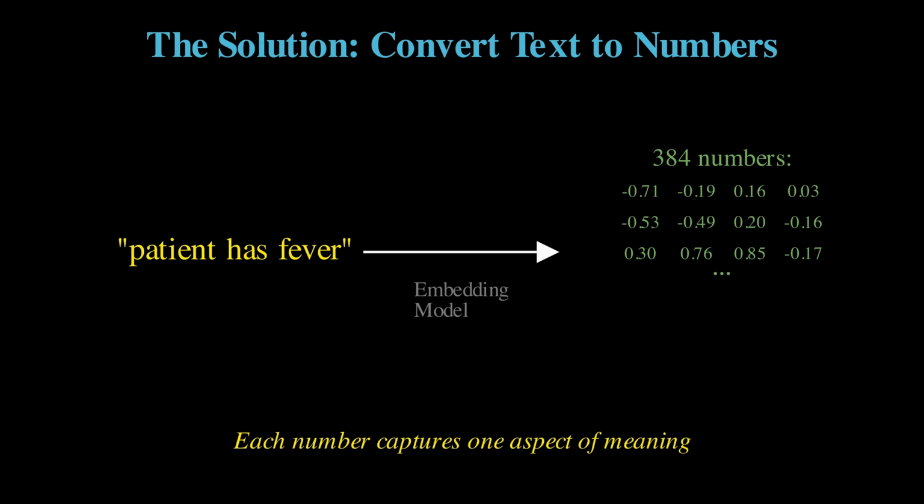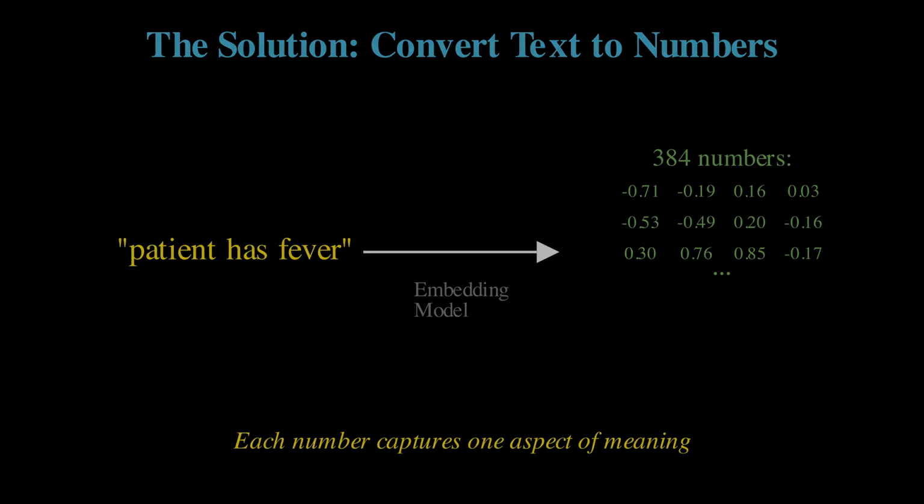Here is the cool part. These are not just random numbers. Each one represents something: medical context, like how severe the symptom is, clinical relevance, and hundreds of other tiny details. This is the breakthrough. We have turned text into numbers that computers can actually work with while keeping all the meaning intact. Now computers can process this text mathematically.